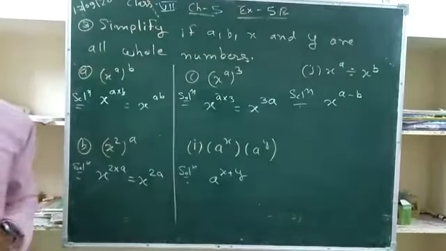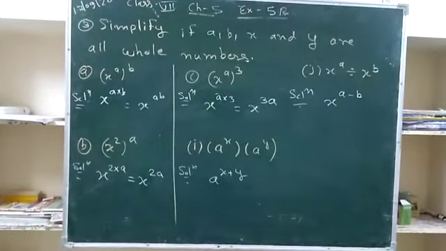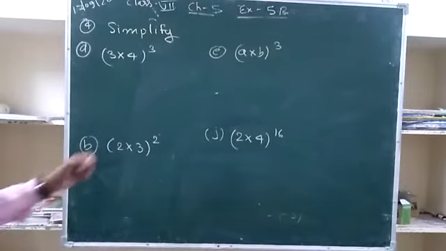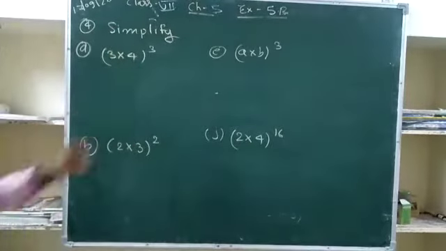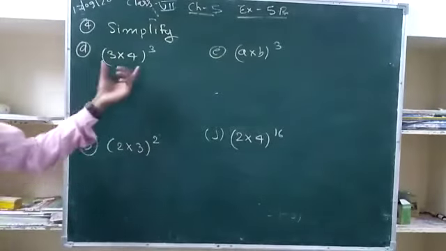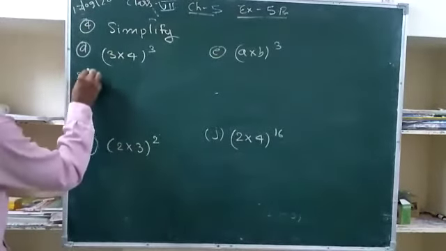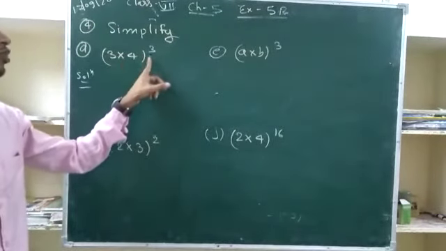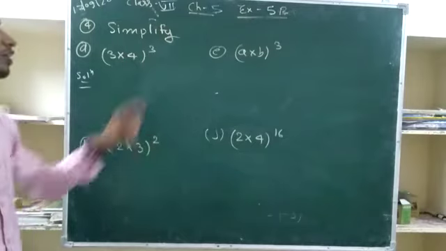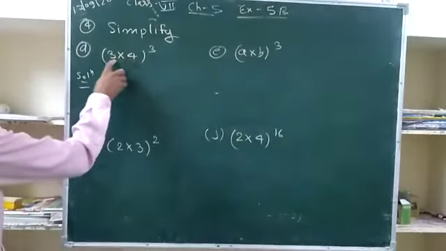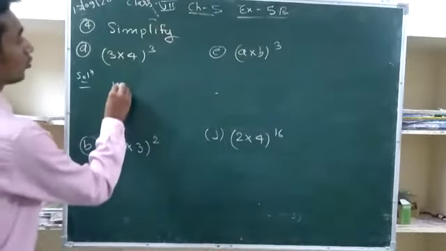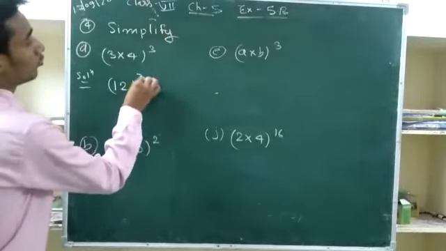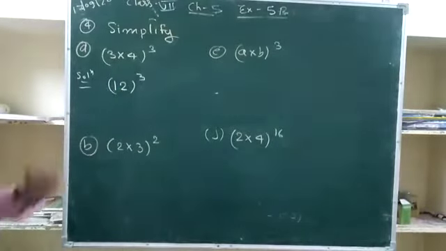Now question number 4. Now students, look at question number 4. Simplify. Here, what will we do? Two numbers are given and the power of both the numbers is 3. So what will we do? First multiply these two numbers. 3 times 4, that is 12. And what is the power? Cube, 3. So 12 raised to 3 is the answer.